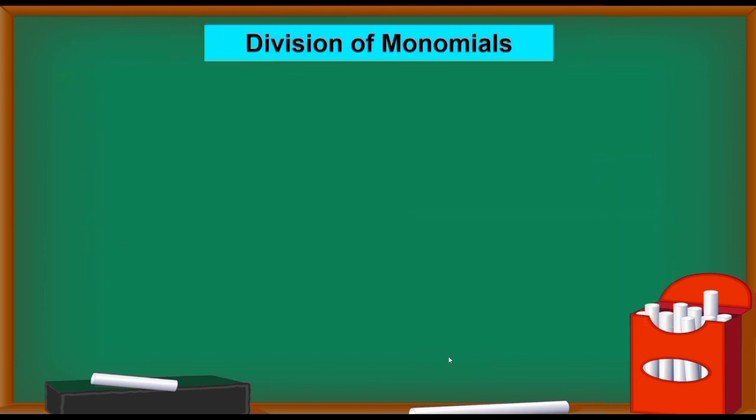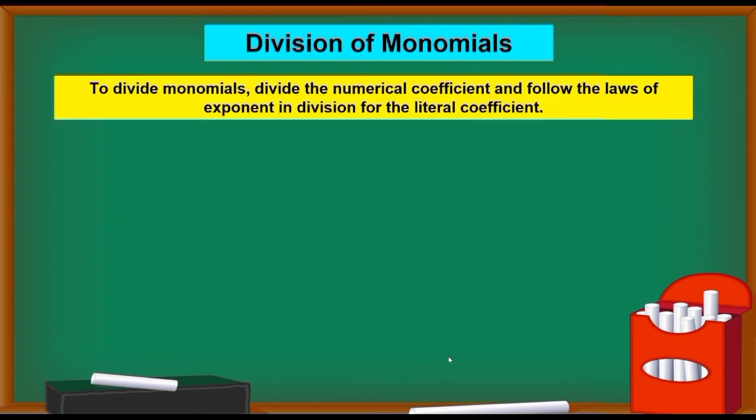So, let us now apply for the division of monomials. Tandaan lang natin yung tatlong rule na yon at masasagutan na po natin ang division of monomials. So, to divide monomials, divide the numerical coefficient and follow the laws of exponent in division for the literal coefficient. So, tandaan natin, i-divide lang po natin yung number or yung tinatawag nating numerical coefficient. And then, sa literal or sa mga variable ay i-apply na po natin ang laws of exponent.